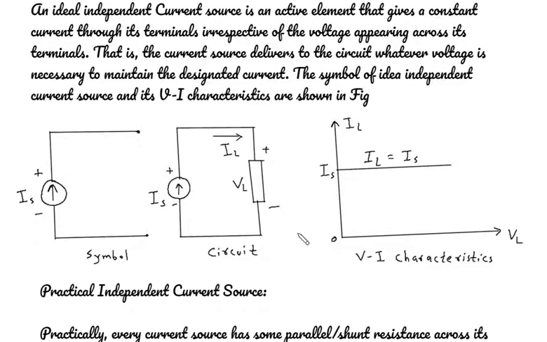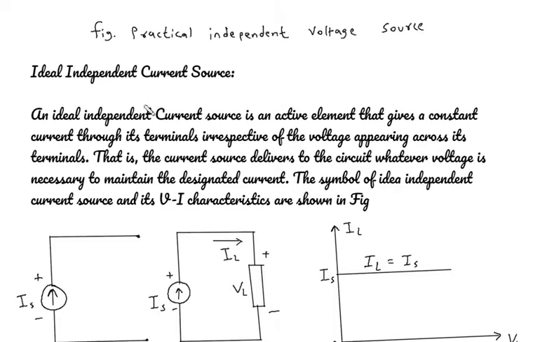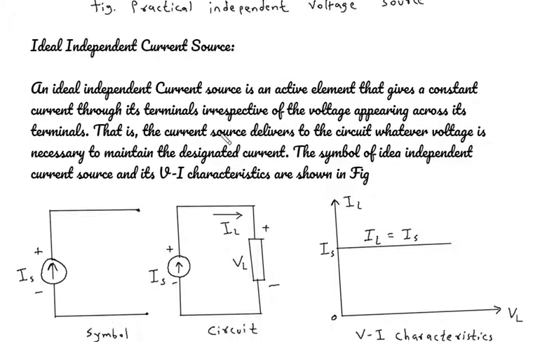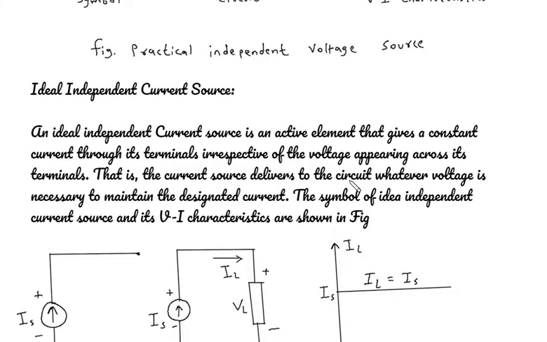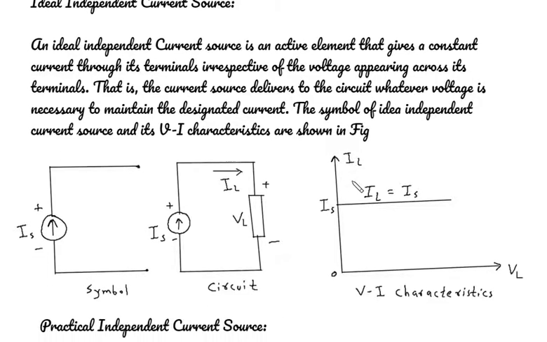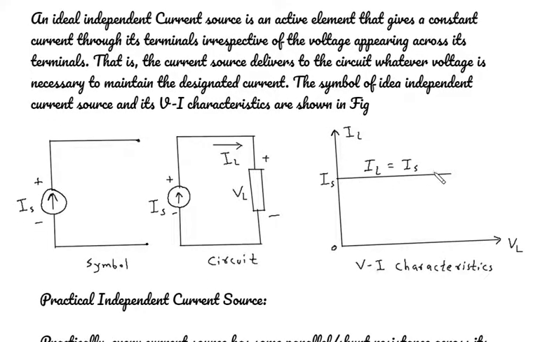Now in case of ideal independent current source, this is a symbol of ideal independent current source. This is a circuit with ideal independent current source and this is a VI characteristics. Here we can see the current is constant.